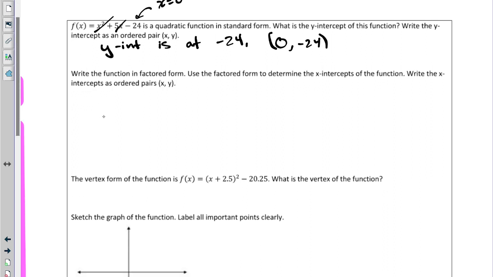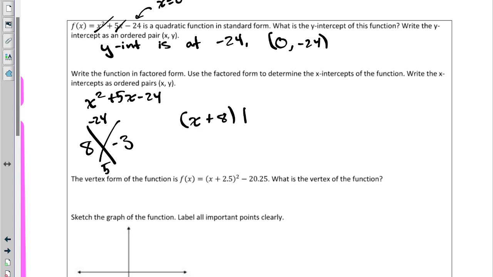I'm going to write this in factored form. That means we have to factor it. X squared plus 5x minus 24. 2 numbers that multiply to -24 and add to 5. That's kind of hard, actually. Hold on. Let me think about that. 8 and 3. 8 and -3. Here we go. Multiply to -24. Add to 5. Quick maths. That means this factored form is this. X plus 8 times x minus 3.